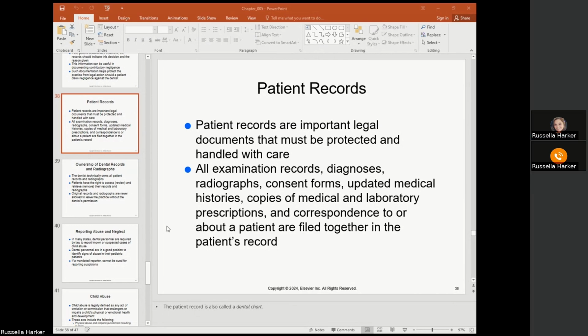So it is also called a dental chart. So if they say, give me the chart or give me the record, they're talking about the same thing.